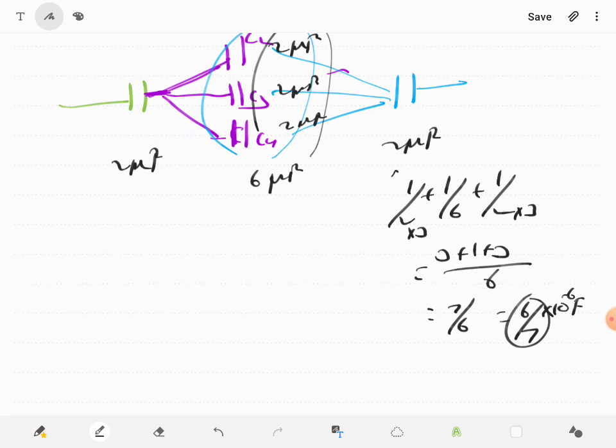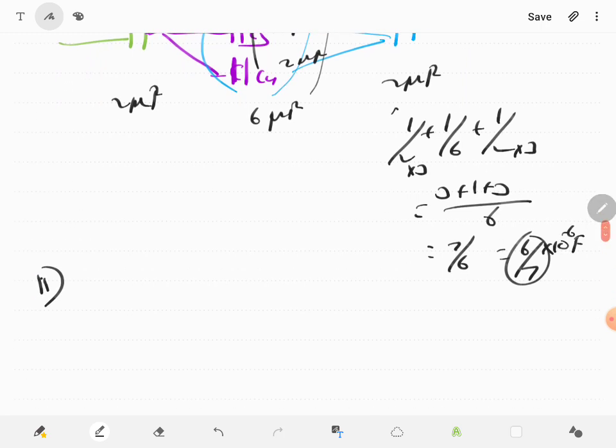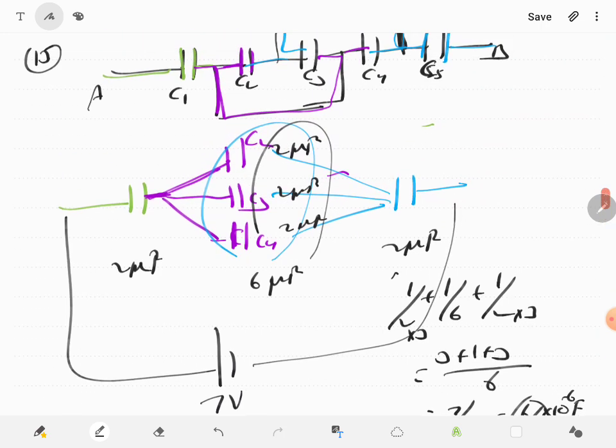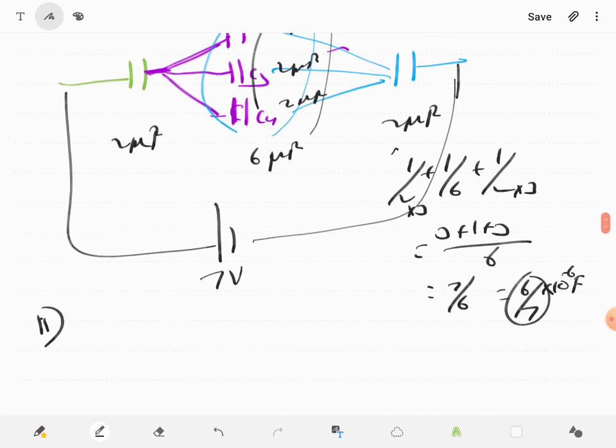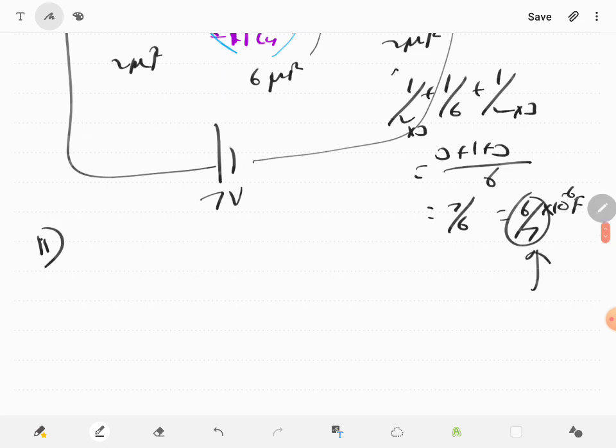I hope you understood. So let's go to the second subdivision question, where a DC voltage of 7 volt is connected between A and B. How much charge is drawn from the source? You got the equivalent capacitance, and Q is equal to C equivalent into V, which is 6 by 7 into 10 to the power minus 6 into 7, which is 6 microcoulomb. That is the total charge. And what is the energy stored in the network?